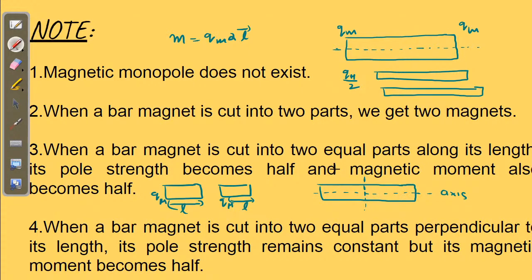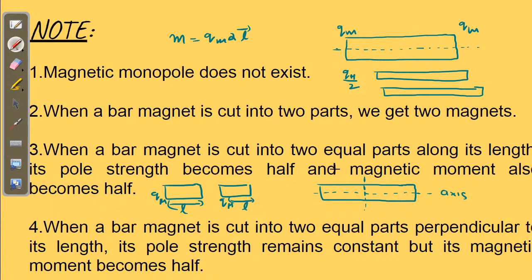You can expect concept based questions from this section. Whenever a magnet is cut into two equal halves along its length, its pole strength reduces to half and its magnetic moment also reduces to half. Whenever a bar magnet is cut into two equal halves perpendicular to its length, its pole strength remains the same, but its magnetic moment reduces to half.